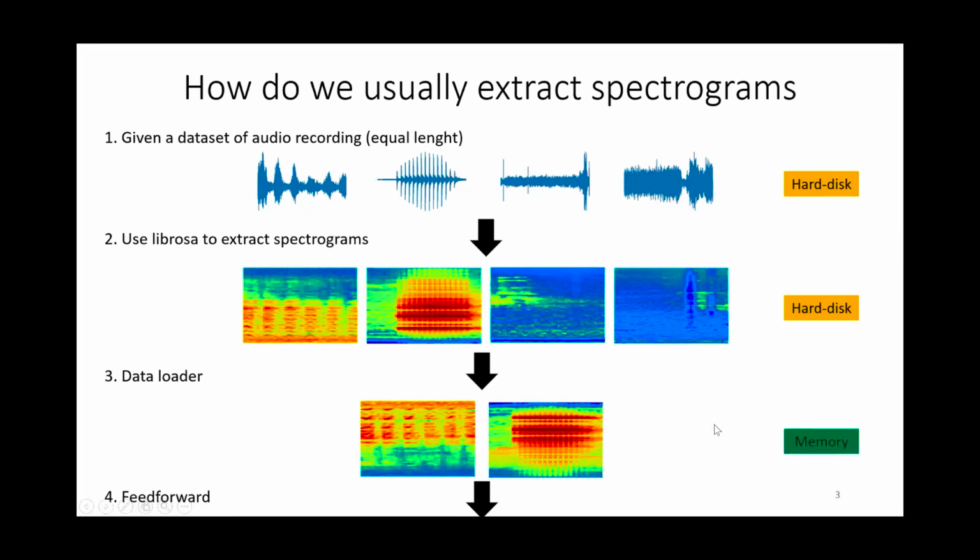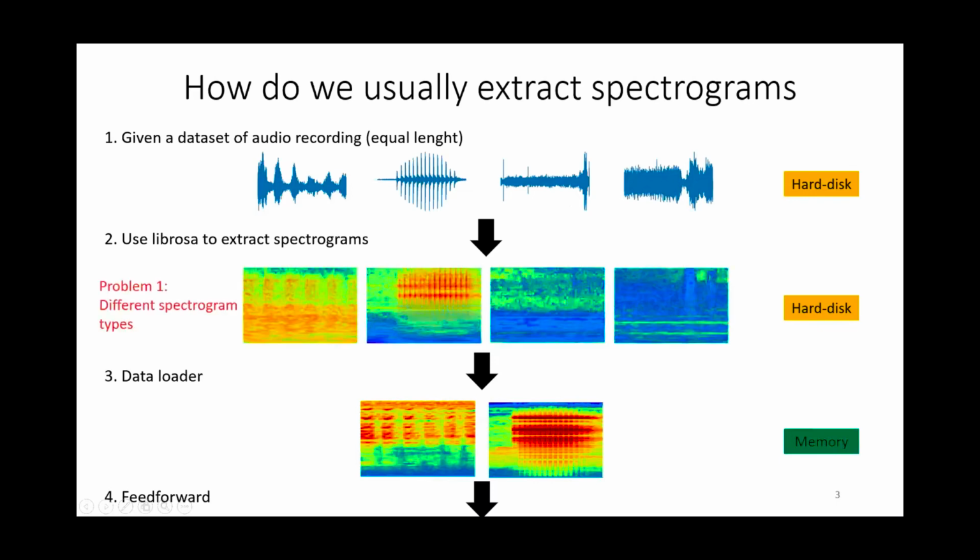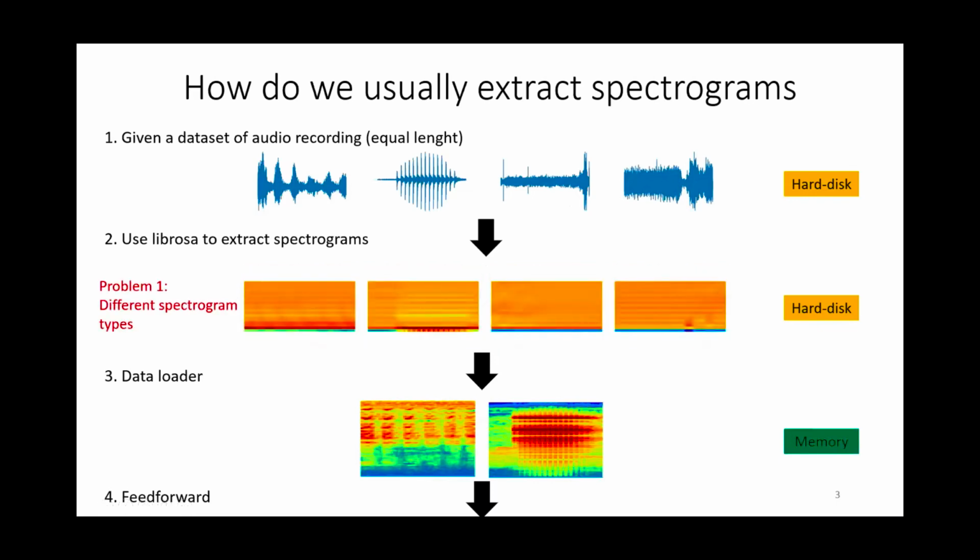The problem is that there's not only one type of spectrograms. For example, the spectrograms I'm showing here is MEL spectrogram. At the same time, we can also extract CQTs and also MFCCs. Most of the time, we don't know which type of spectrogram is good for our model, so we need to try all of them. That means we need to save a lot of copies of our data on the hard disk, which takes a lot of time and also occupy a lot of space.